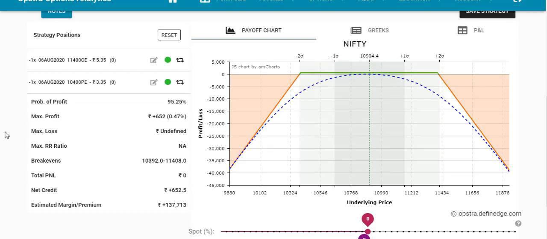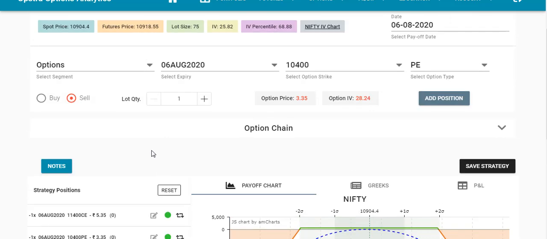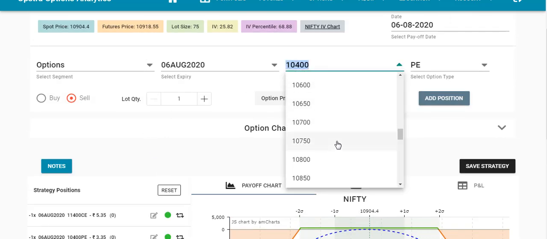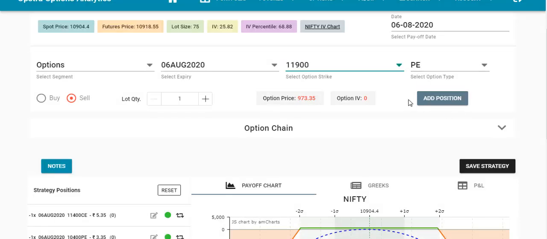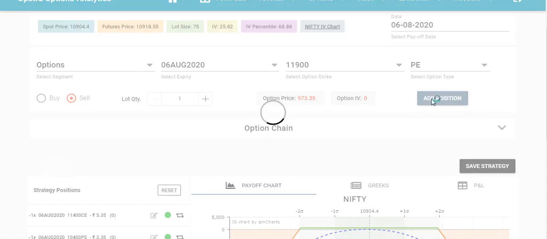How will we adjust our trade? We need to add 500 more points to 11,400, because we have taken the 500 point difference. That will make 11,900. So guys, now we need to sell the 11,900 put. That will be a deep in the money put. So let's add it.